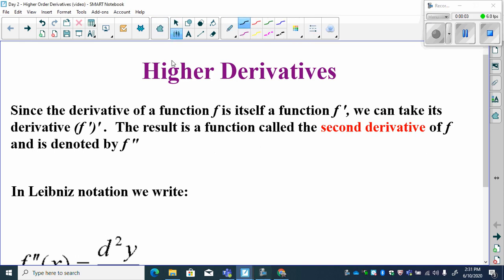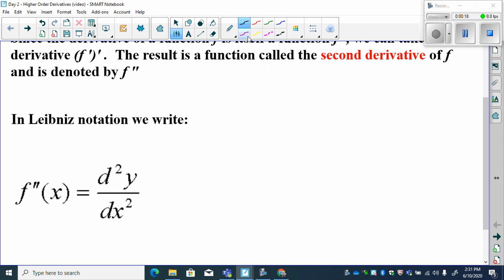In this video, we'll look at higher order derivatives. So the derivative of the derivative we'll call the second derivative. If you take the derivative of the second derivative, we'll call it the third derivative, and so on. Okay? In Leibniz notation, it looks like this.